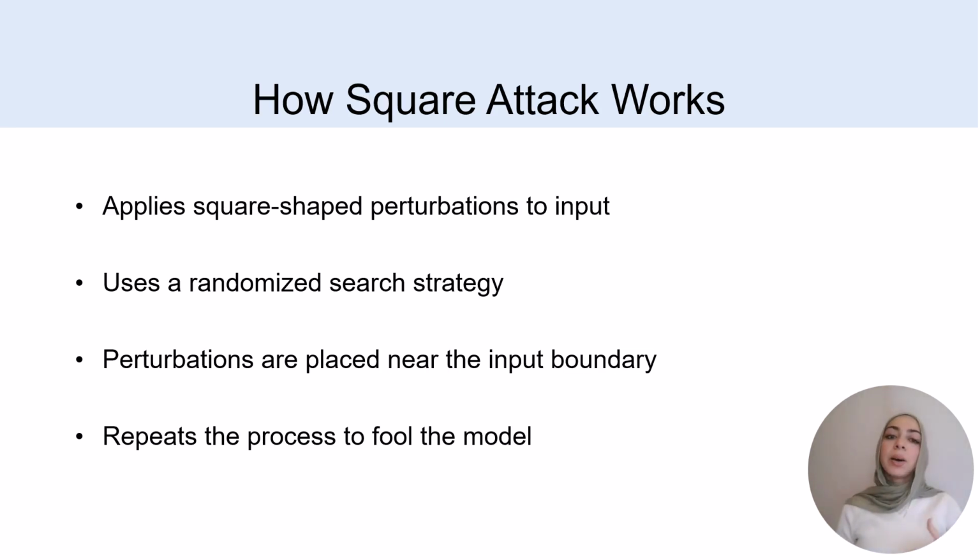Now we're going to talk about how Square Attack works. So how does it actually work? The attack randomly adds square-shaped patches to small parts of the input, like placing stickers on an image. These perturbations are placed near the boundary of what's allowed, meaning the pixel values are pushed as far as possible without becoming invalid. It keeps testing new patches using a random search strategy until it finds one that makes the model misclassify the input, all without needing the gradients.